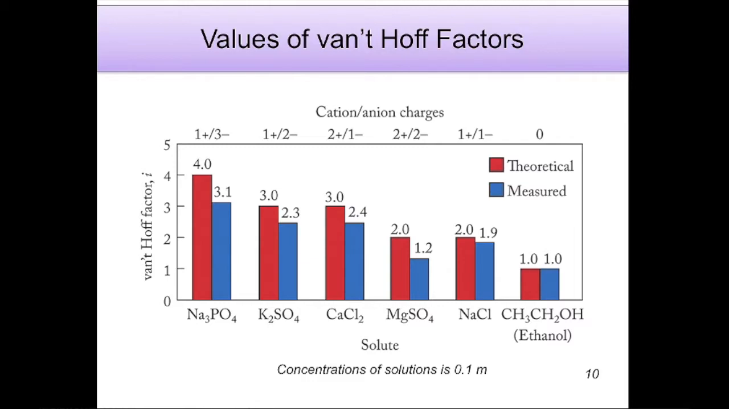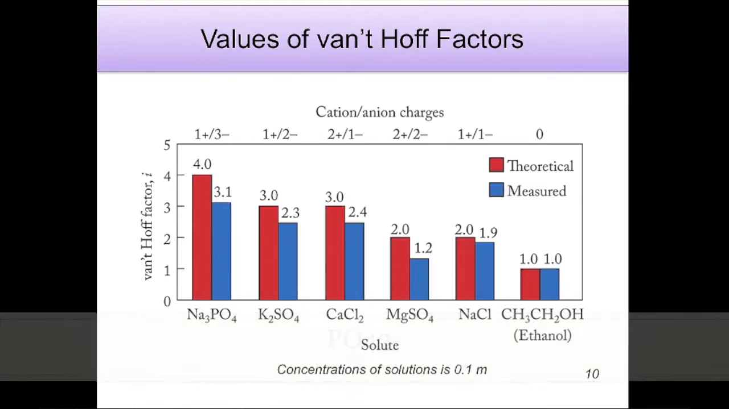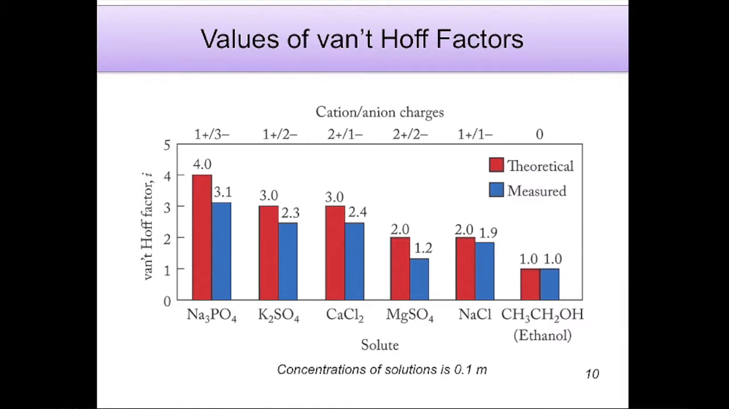So we have sodium phosphate first. So sodium, there's 3 sodiums, so it would be 3 Na plus and 1 PO4 3 minus. Remember, phosphate, PO4, is a complex anion, so it doesn't break up into phosphorus and oxygen. Same with the next one, potassium sulfate. 2 potassiums, 1 sulfate, SO4 2 minus, is a complex ion.